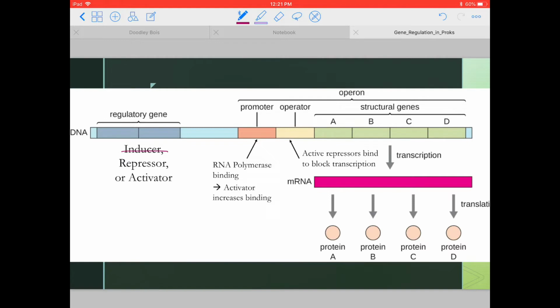The promoter is where we've got the polymerase binding, and activators are going to bind here to increase it. On the flip side, operators can be blocked. If you block an operator with a repressor, that means that transcription doesn't happen.